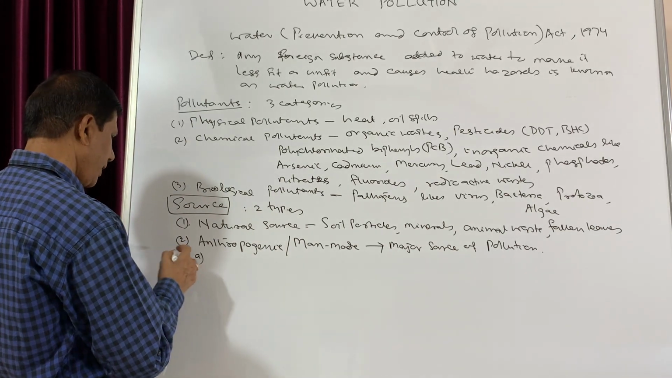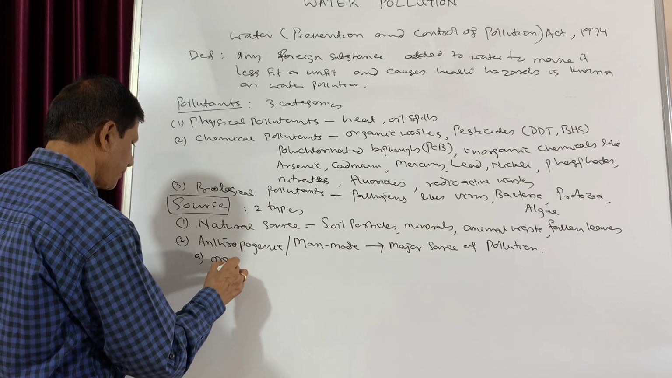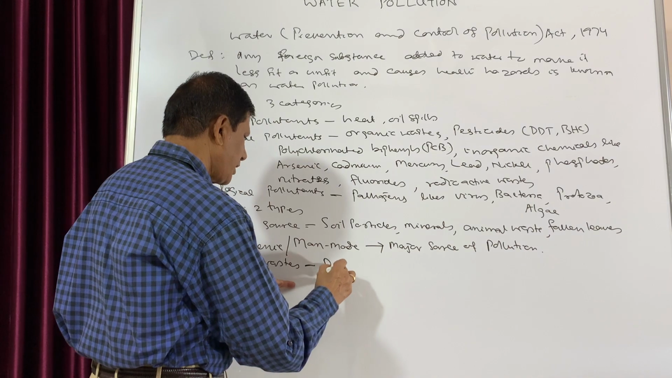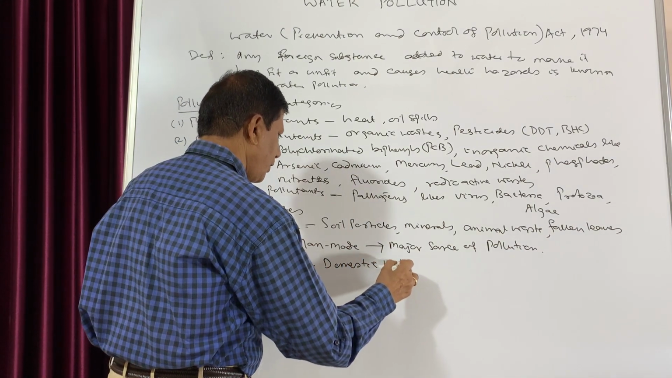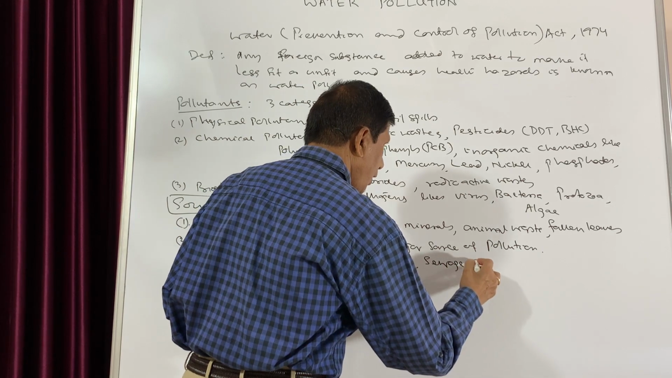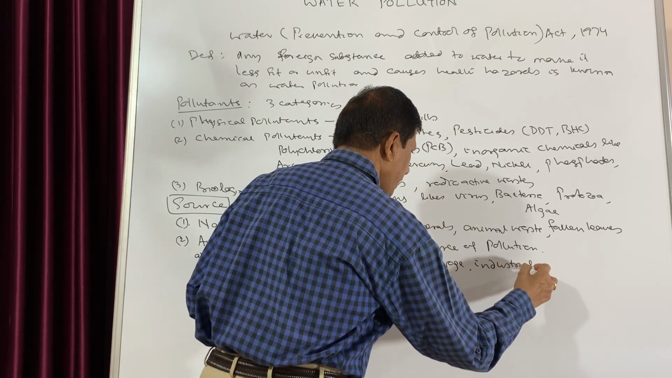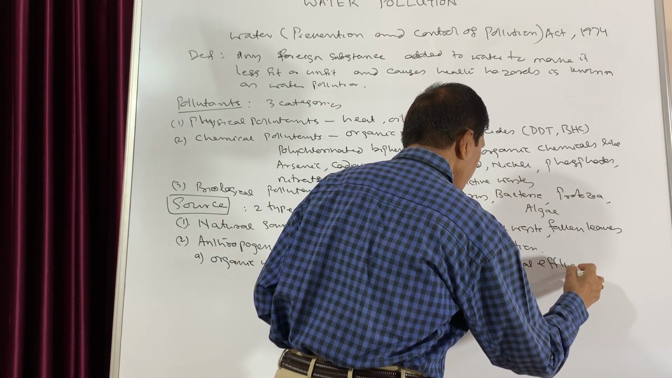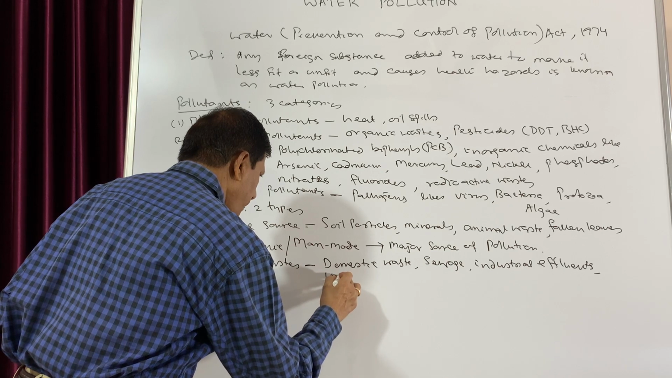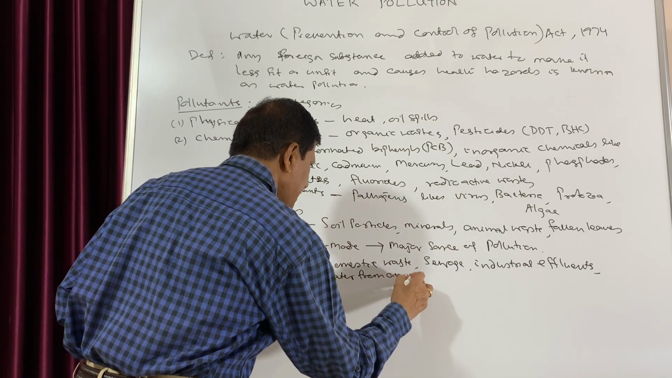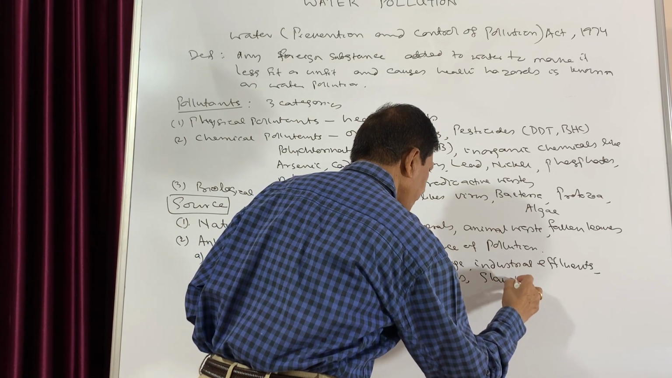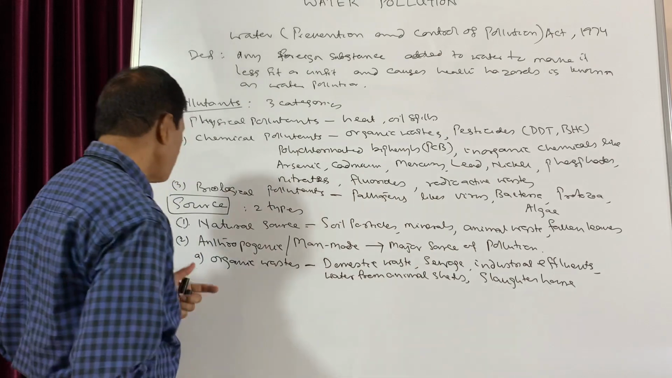It may be organic waste. Now the organic waste may be domestic waste, or it may be municipal sewage, or industrial effluents, then water from animal sheds, then slaughterhouses. These are mostly the organic waste.